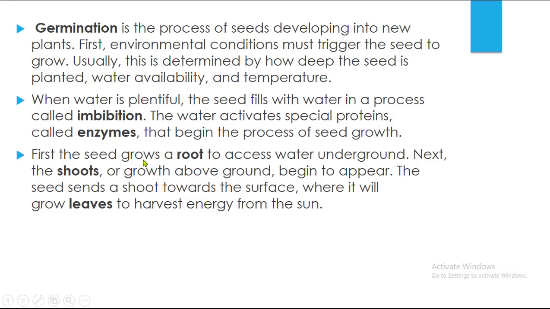And the seed, how does it grow? First, it grows the root so that it can absorb the nutrients and water from the ground, and next the shoot is developed so that it can develop its leaves and be exposed to the sunlight, and then it will start photosynthesis to make its own food.